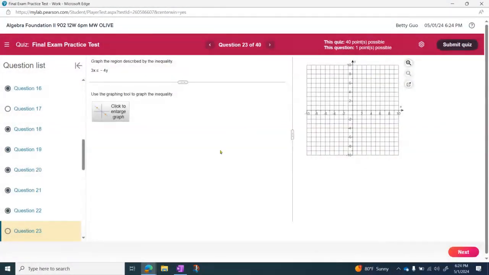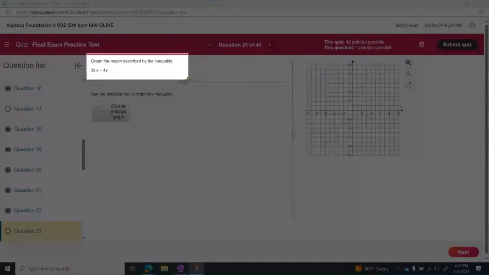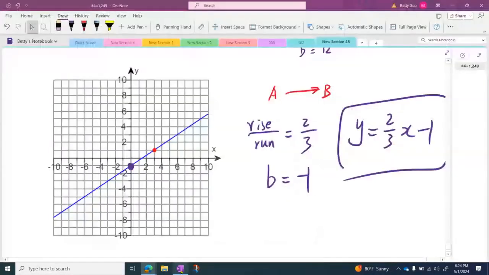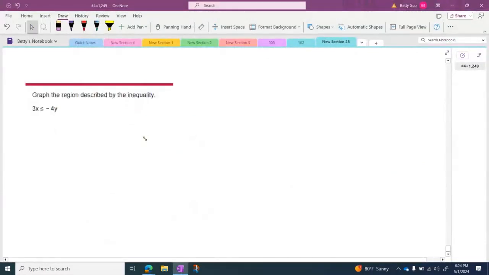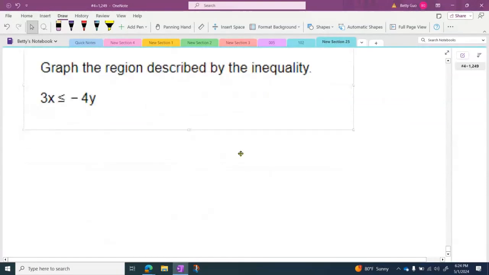Next, let me copy paste, and then we graph it. So this is an inequality, a linear inequality in 2 variables. We're going to find a region in the rectangular coordinate system that represents the solution set of this inequality.